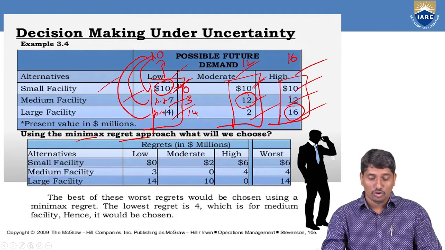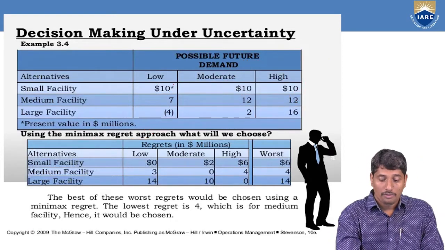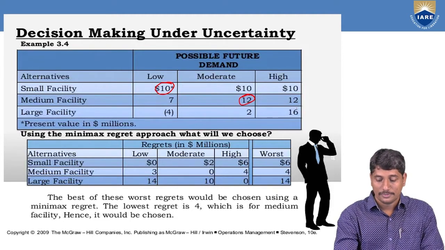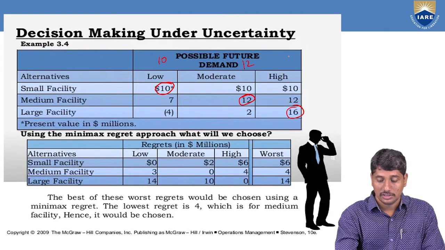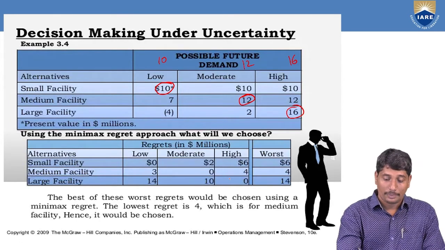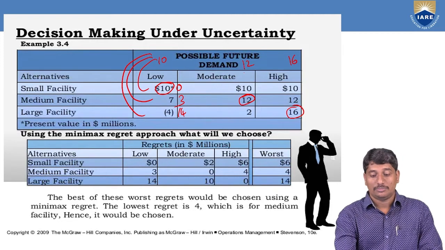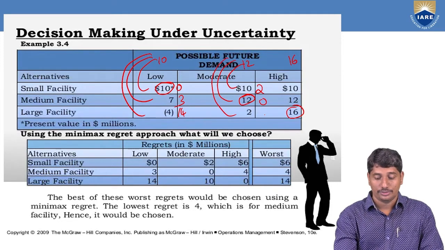Let me write it more clearly once again. First we select the maximum of the first column, the maximum of the second column, the maximum of the third column. We write the numbers on the top of each column, that is 10, 12, 16. Now we subtract. 10 minus 10, 0. 10 minus 7, 3. 10 minus of minus 4, that is 14. And we subtract like this: 12 minus 10, 2. 12 minus 12, 0. 12 minus 2, 10.